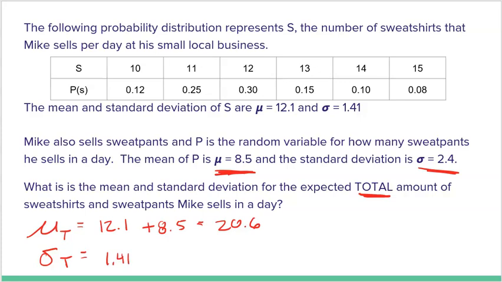You're not allowed to add standard deviations. I have to take the variance for his sweatshirts plus the variance for his sweatpants. And again, don't actually square them. Just put the square there. The calculator is going to do the hard work. You're just squaring it to show that it's variance. And then put a giant square root around all of that to get back to a standard deviation. So that's the square root of 1.41 squared plus 2.4 squared.